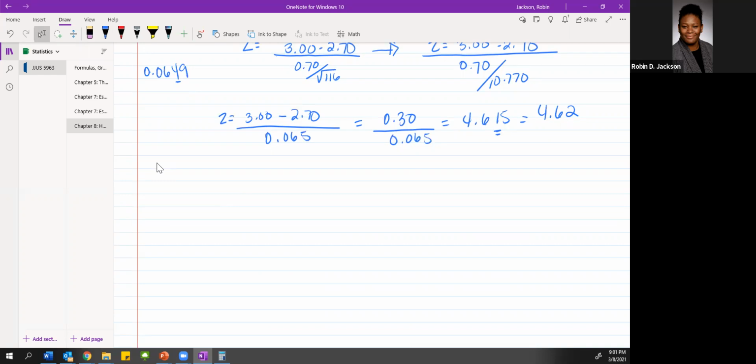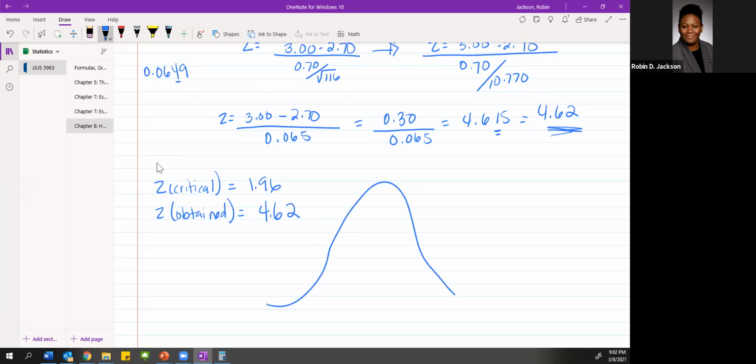So just based on all the times we've gotten that number, we know that our Z critical, actually, let me do this, because this is how you would write this out. We know that our Z critical is equal to 1.96. We know that our Z obtained is equal to 4.62.